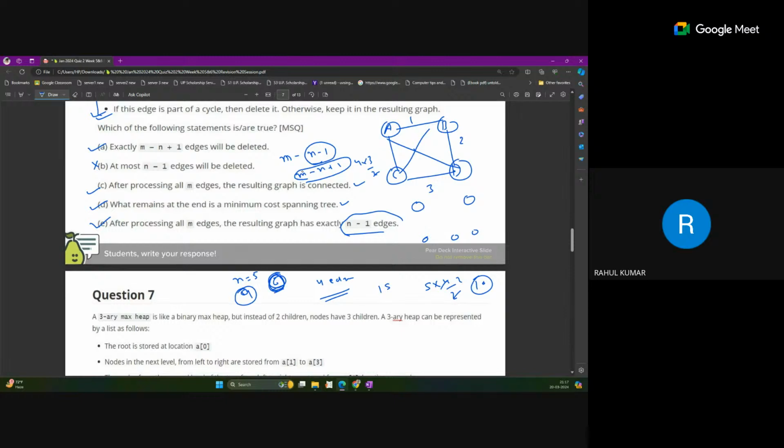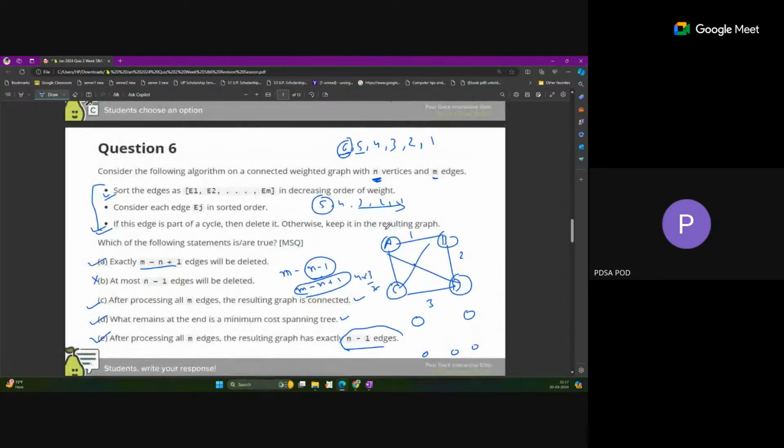Sir, what about option A? Yes, sir, option A is correct. What is wrong in this? No, sir, I'm talking about, let's say, assume we have only 8 edges and it is still connected. Then how can you connect 8 edges in 4 vertices? Because the maximum possibility for 4 vertices is only 6. So you cannot assume anything.